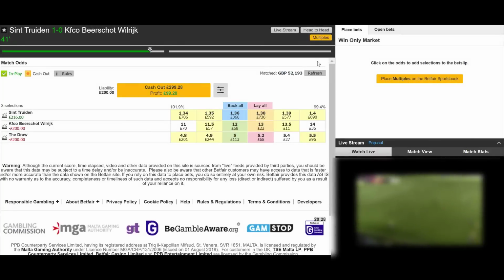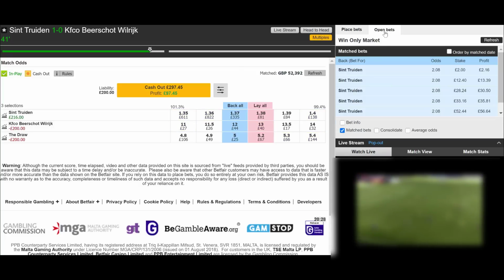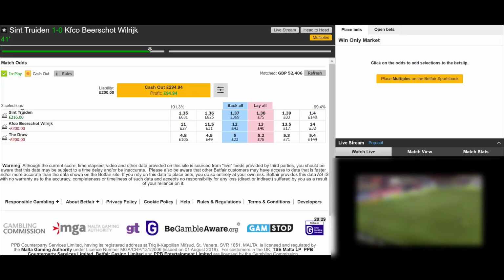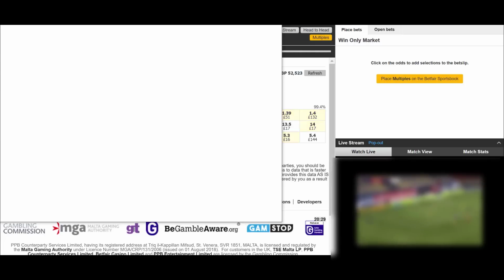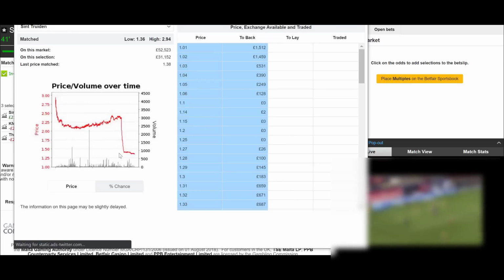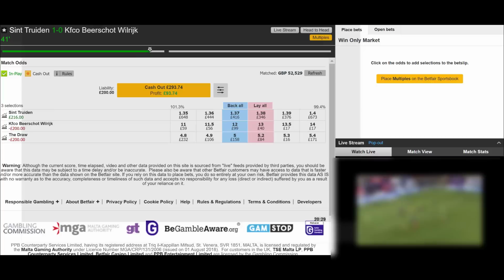So we're involved in this match from the Belgium League, St. Truiden against Beerschot, and we backed St. Truiden early in the first half because they were pretty dominant. We backed them at a price of around 2.08 with a £200 stake, as you can see. So the good news is they've taken the lead, and as you can see here, the price has crashed in, which is exactly what we want.